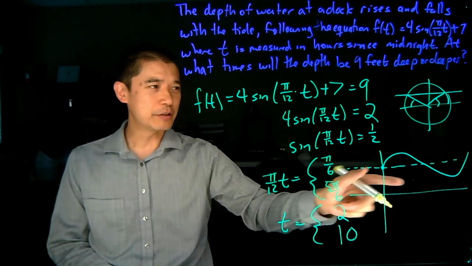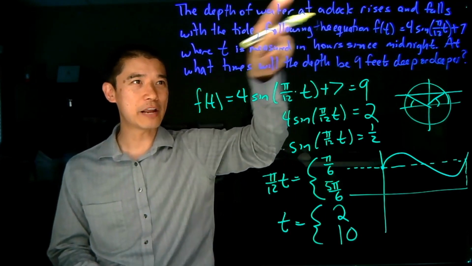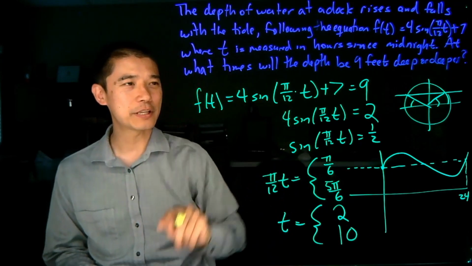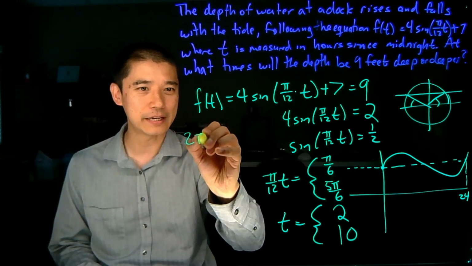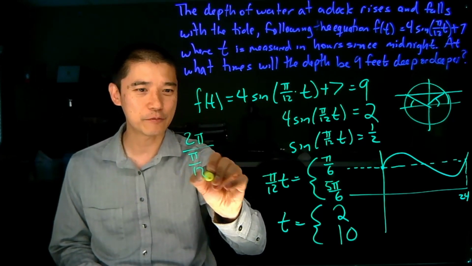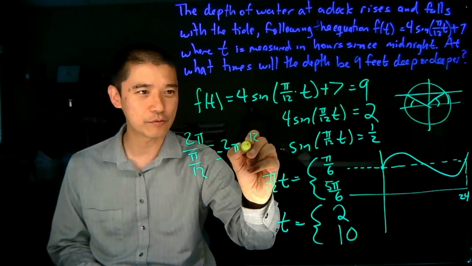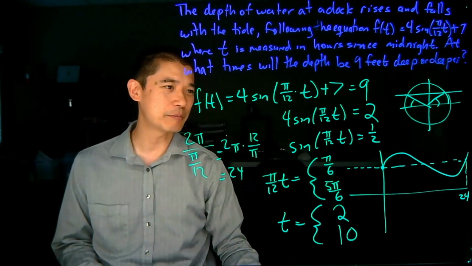What is the period? Where does it actually repeat? Well, there are two ways to think about it. One is that this is how it happens every single day, so you know that it repeats at 24. The other thing is to know that the period is 2 pi divided by b, so 2 pi divided by pi over 12, multiplied by the reciprocal, 2 pi times 12 over pi, and that is equal to 24. So either way, we can see that that's where it repeats.